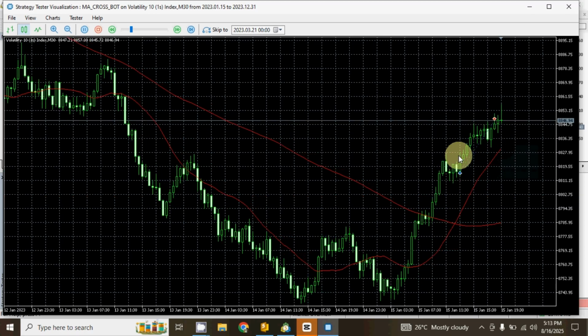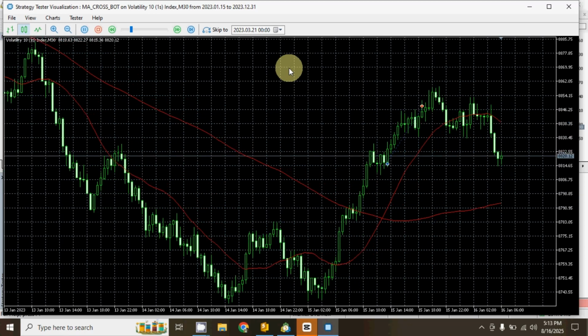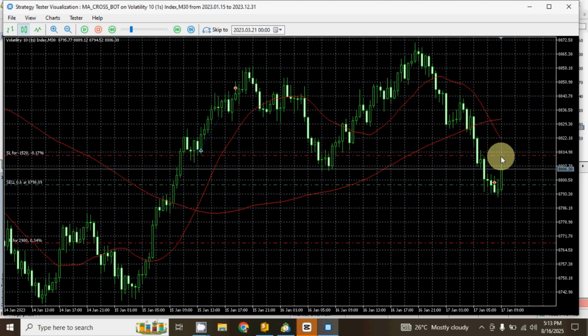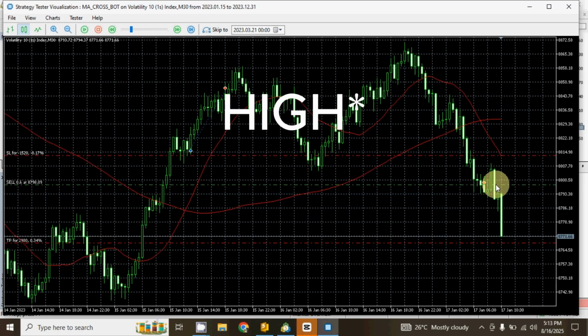So now, let's see if we are going to see a sell position. For example, this is a sell position. Anytime we get a bearish candle and the low price of the bearish candle is below the entry point, the stop loss is going to move to the high price of the bearish candle.